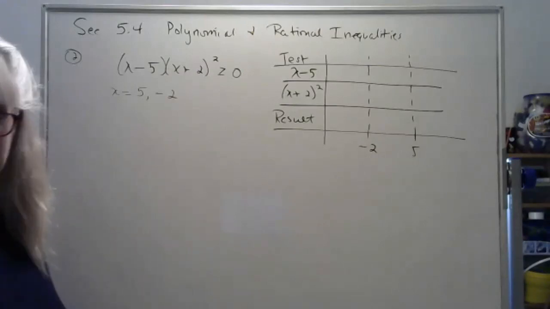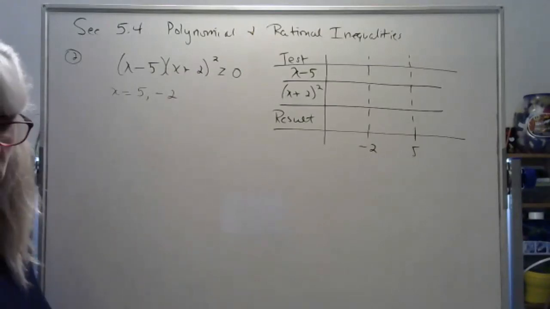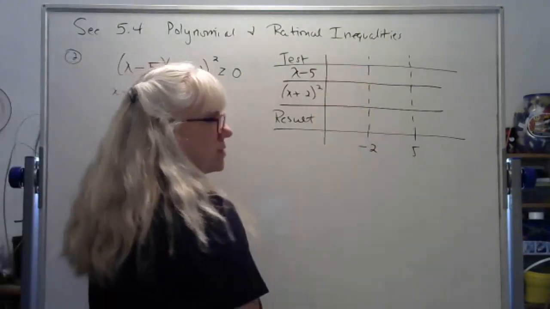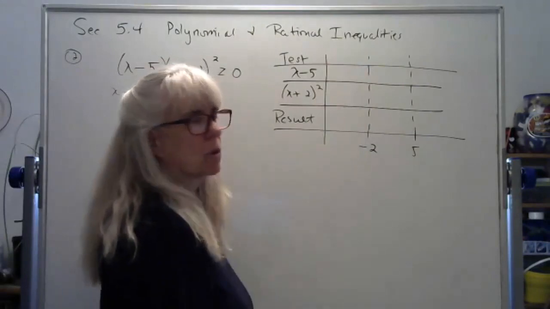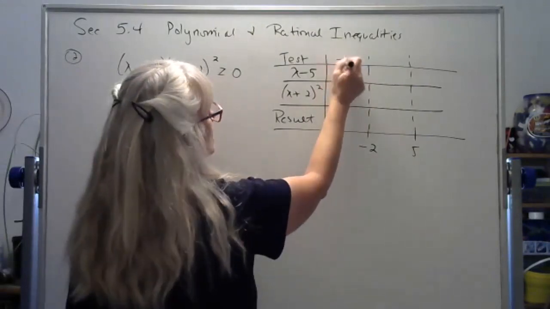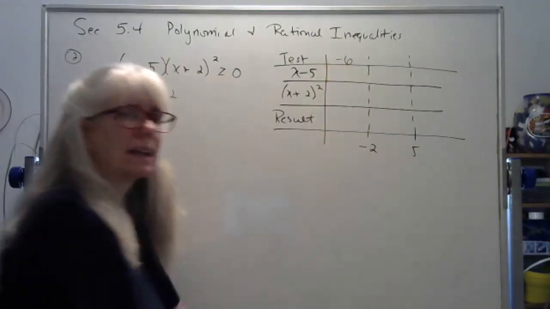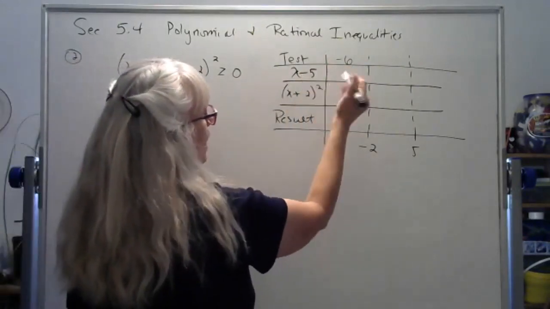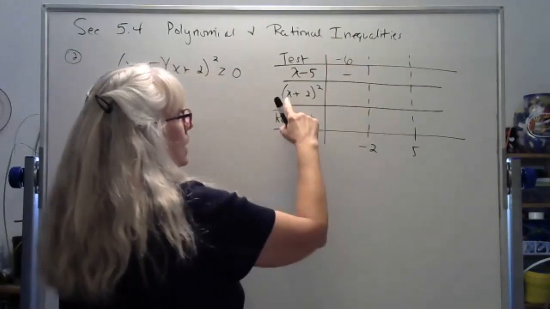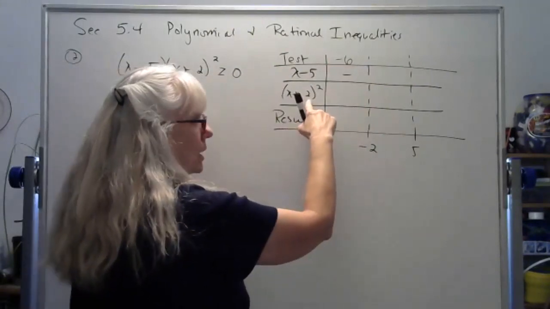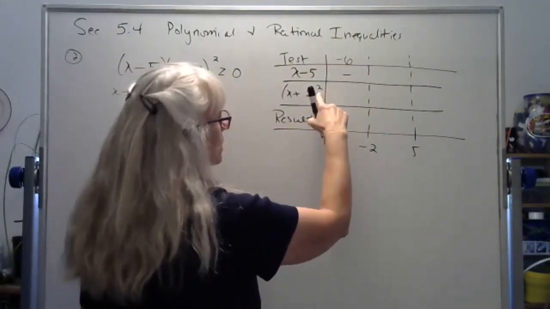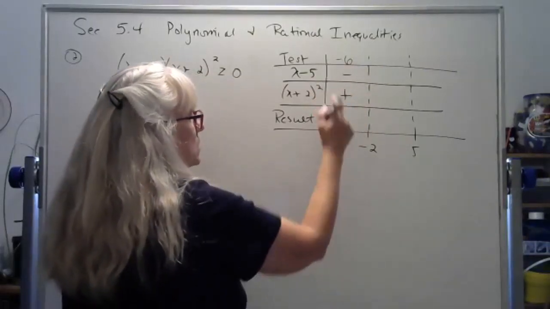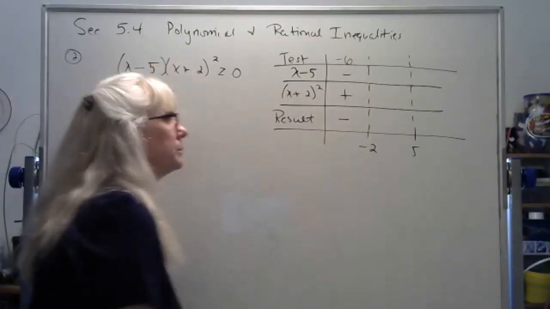Okay. Let's go ahead and plug a number in. So let's plug a number that's to the left of -2. Any number will work. So I'm going to use -6, just to be different, just to show you can pick any number over there. So -6 minus 5 is a negative. -6 plus 2 is a negative, but I need to square it. So when I square it, it'll become a positive. And a negative times a positive is a negative.